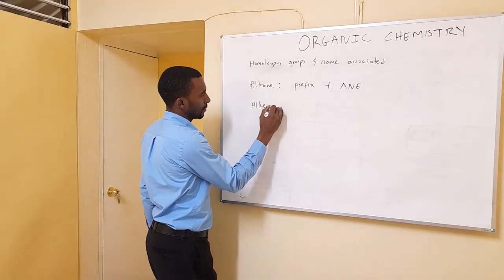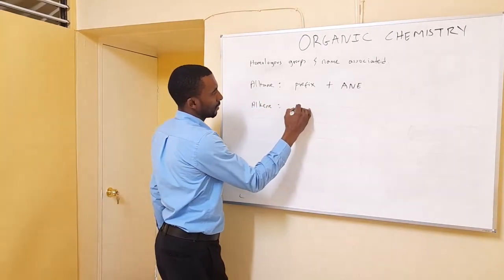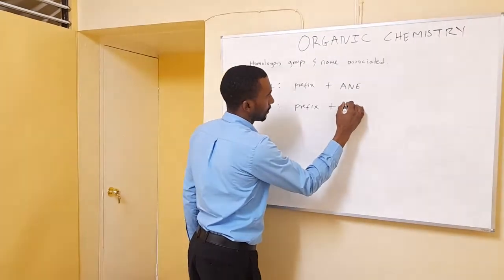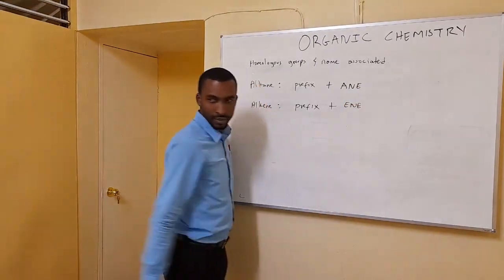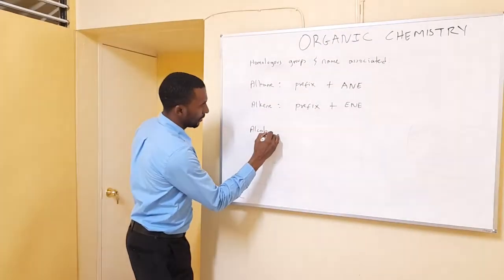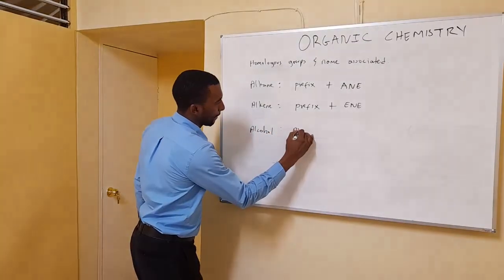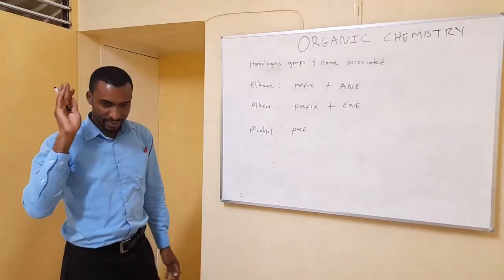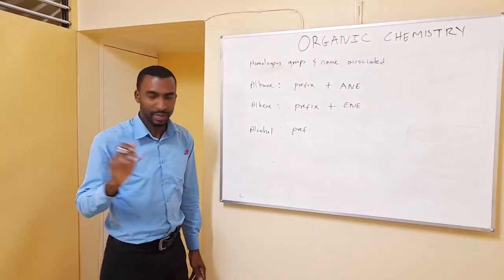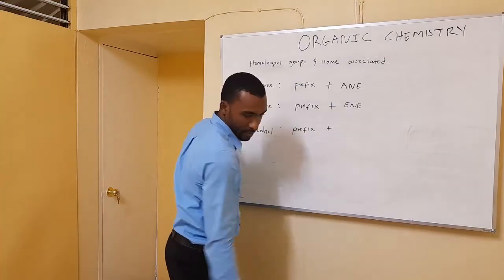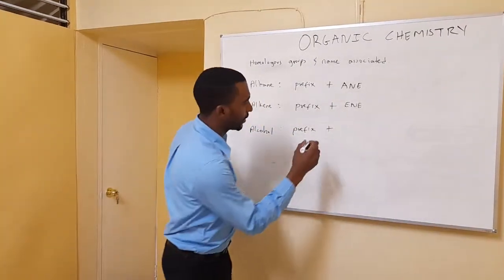Alkenes have the prefix, following alcohol. So the prefixes are similar to what I gave you in the table before: meth, eth, prop, but, plus anol.